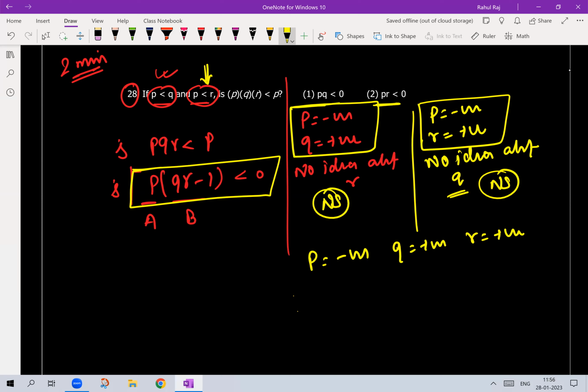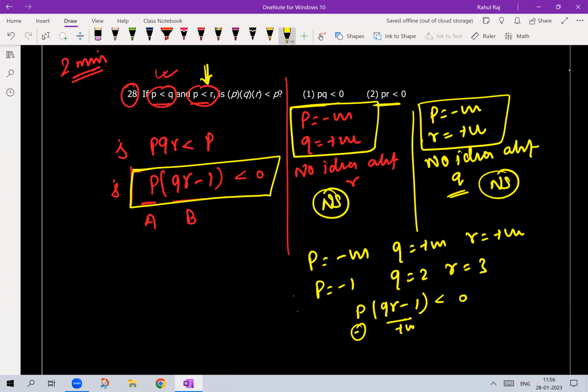Now it's pretty simple. Now I have to do what? Is A into B less than 0 or not? Imagine if I take P equal to negative 1 and Q equal to 2, R equal to 3. I can take any number. Now for these numbers, I'm getting P into QR minus 1 is surely less than 0. Why? Because P is negative. QR is 3 into 2, which is 6, minus 1 is 5.